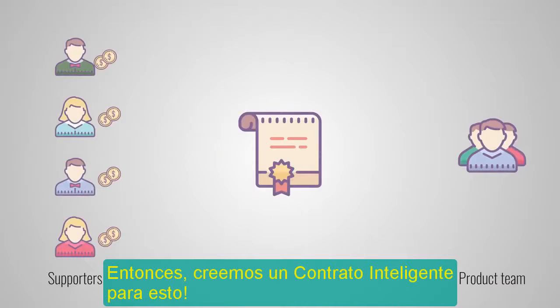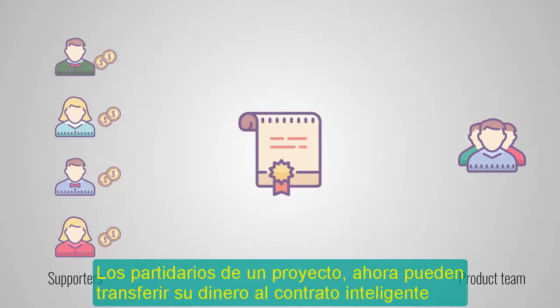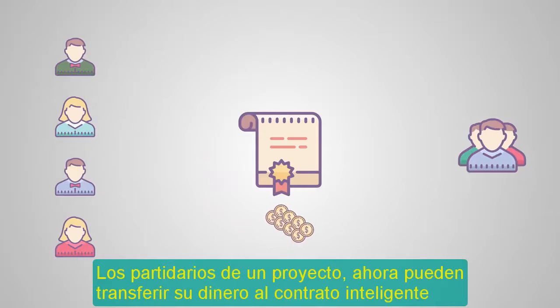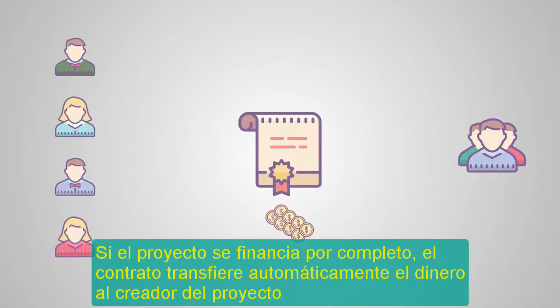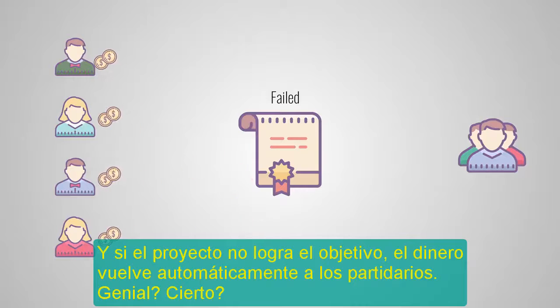So let's create a smart contract for this. We can program the smart contract so that it holds all the received funds until a certain goal is reached. The supporters of a project can now transfer their money to the smart contract. If the project gets fully funded, the contract automatically passes the money to the creator of the project. And if the project fails to meet these goals, then the money automatically goes back to the supporters.